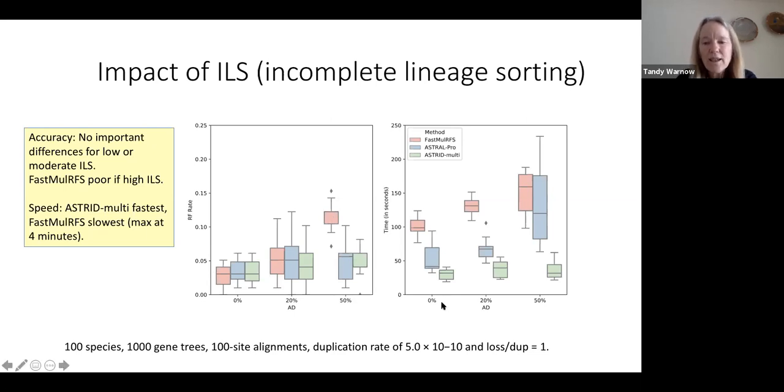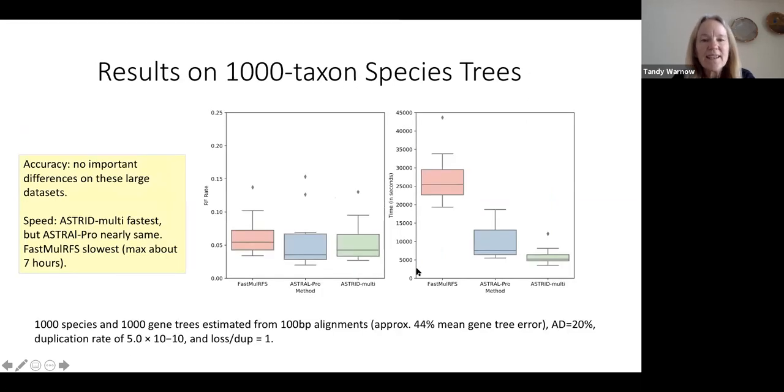Okay, running time, Astrid multi is the best. Fast MOLR-FS is the slowest, Astral Pro is in the middle. Okay, now on the big data sets, 1,000 taxa species trees with 1,000 genes. And these are short sequences. So the gene tree estimation error is about 44%. And there's moderate ILS. You can see all the methods are about the same.